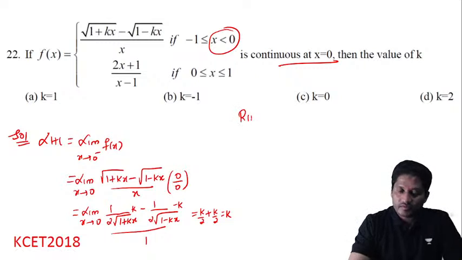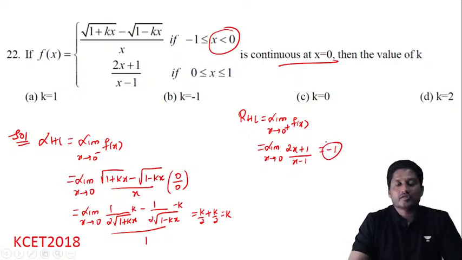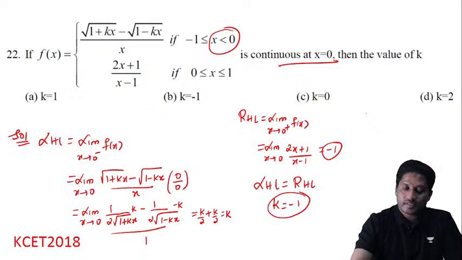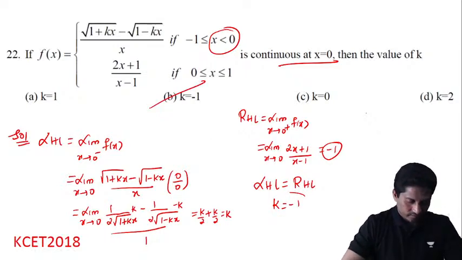Right hand limit is equal to limit x tending to 0 plus of f(x). Now this is equal to limit x tending to 0 of 2x plus 1 by x minus 1. Directly substituting 0, you get minus 1. So it's already continuous, right? Therefore, left hand limit is equal to right hand limit. Left hand limit is k, right hand limit is minus 1. Value of k is minus 1. So it's option B. Right? Let's move to the next question.